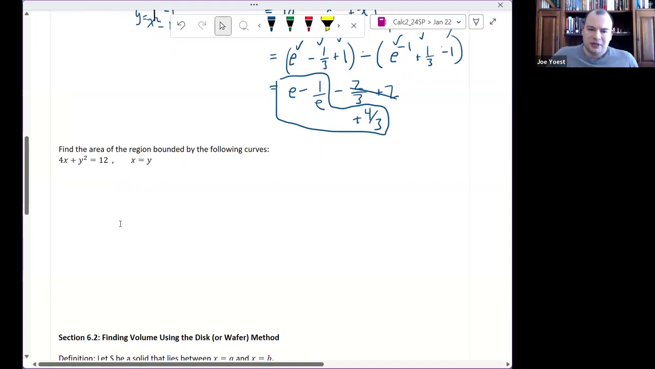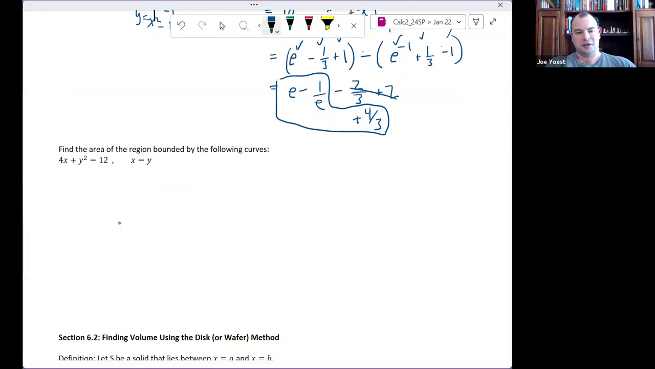Okay, so what about this next one? Find the area of the region bounded by these following curves: 4x plus y squared equals 12, and x equals y. So x equals y is a pretty easy one, but let's take a look at this.